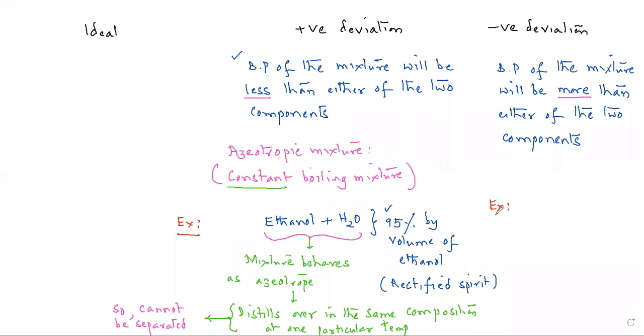Let us take one more example. Of course, this is for negative deviation. Let us consider a mixture of nitric acid and water. Say this mixture, when taken with 68% nitric acid and 32% water by mass, I mean they are weight percentages. Even this also behaves as azeotrope.